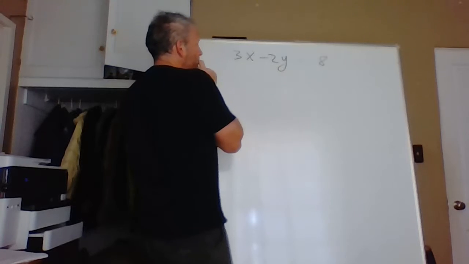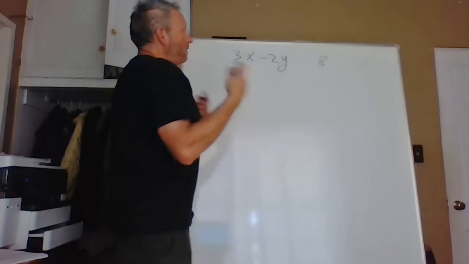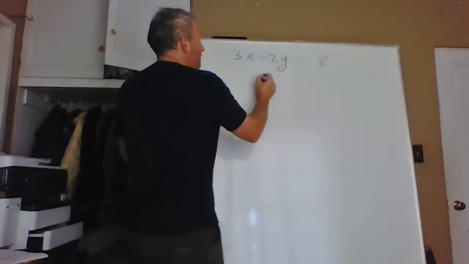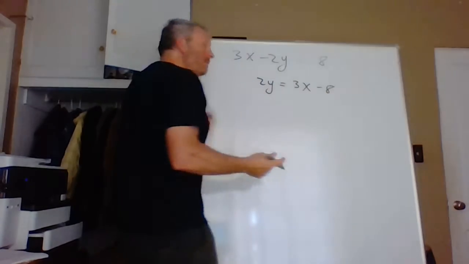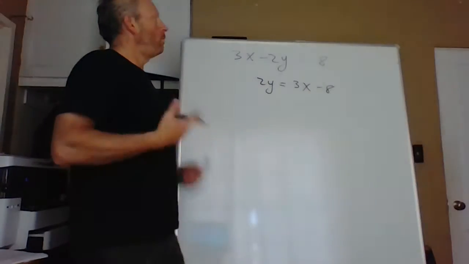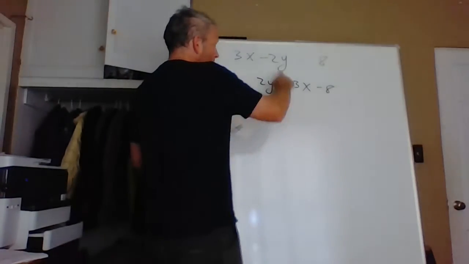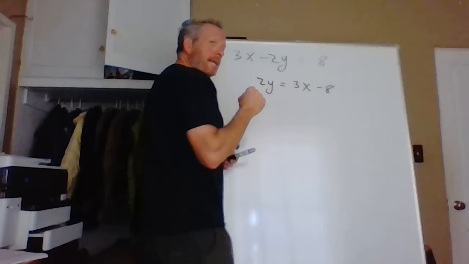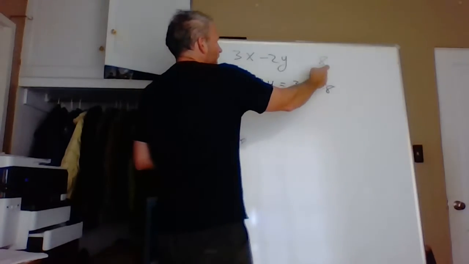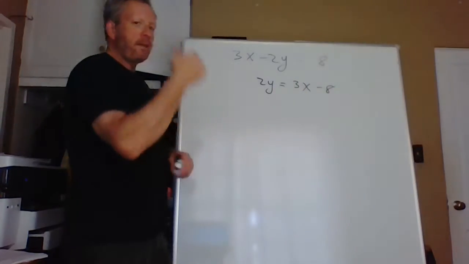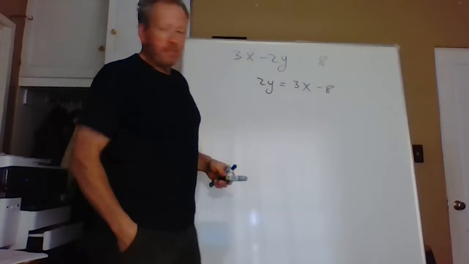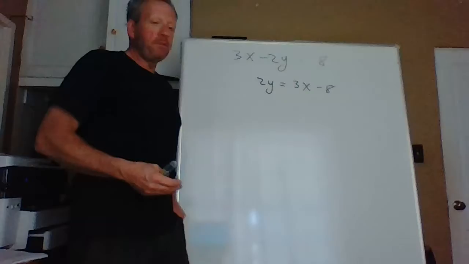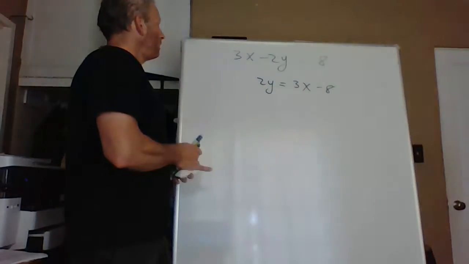If it were me, I'll tell you what you would see next. You would see 2y equals 3x minus 8. Now I'm leaving out a little bit of work. What did I actually do? Well, I thought to myself, let's get the negative 2y over here by adding it, and let's get the 8 over here by subtracting it, and then we'll switch sides. Thing of it is, now I got to be really, really careful because we're dealing with an inequality.